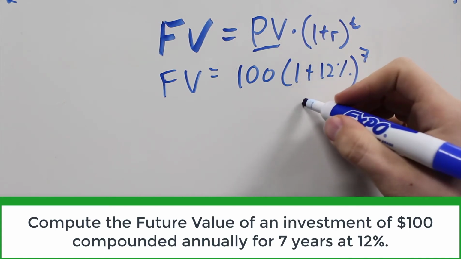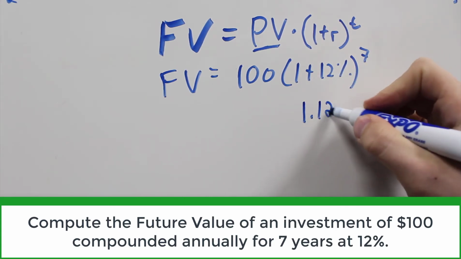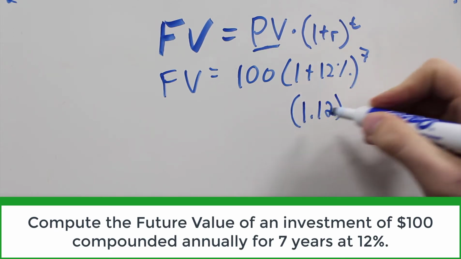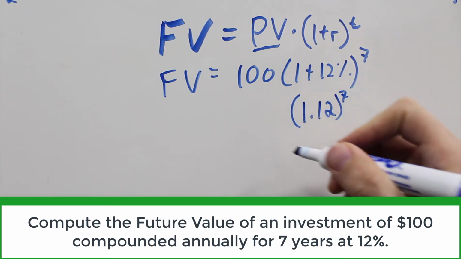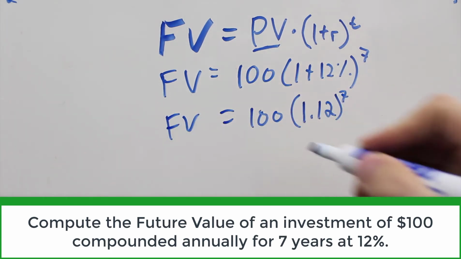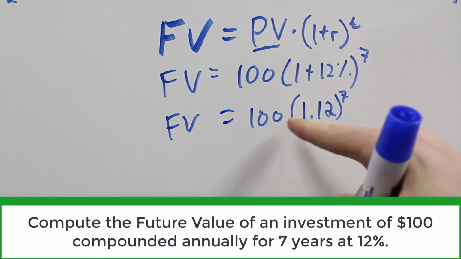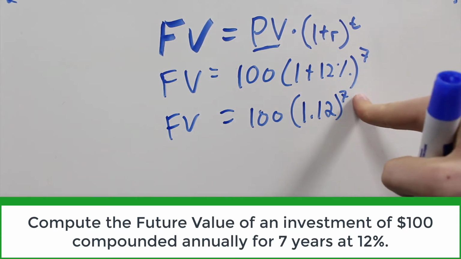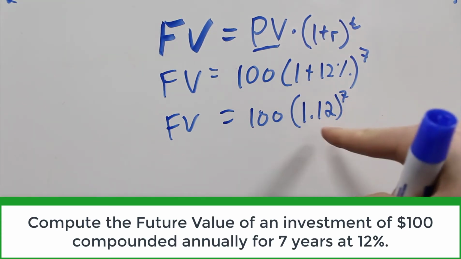If we write it in decimal form, that's the same as 1.12, still in parentheses, still to the power of 7, and we still have 100, and we're still trying to find our future value. Now, we have 100 times 1.12 to the 7th. Let's do this part first, because of order of operations.